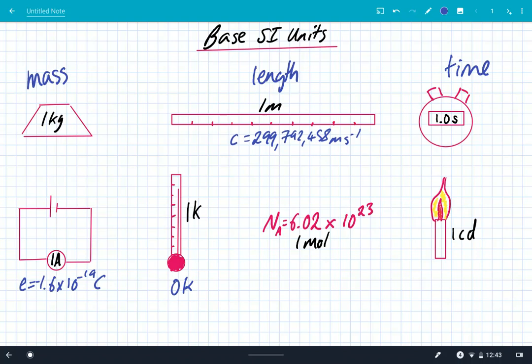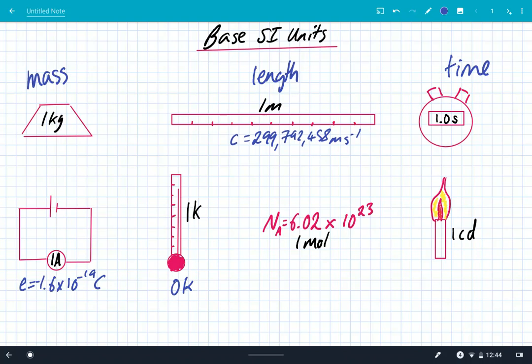But the day can actually change ever so slightly. Therefore, scientists use the frequency of transition of cesium-133. 9 billion of these transitions is equal to 1 second. This is fundamental and it's fixed, and wherever you are in the universe, that will be the same. So it's a really good standard unit.